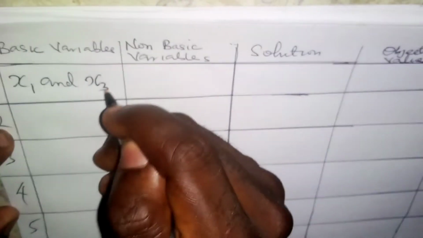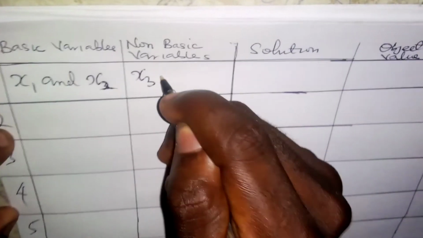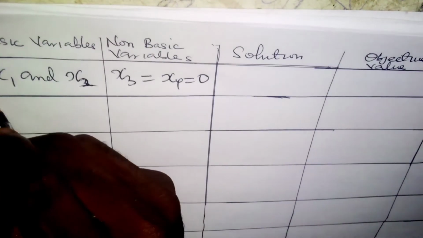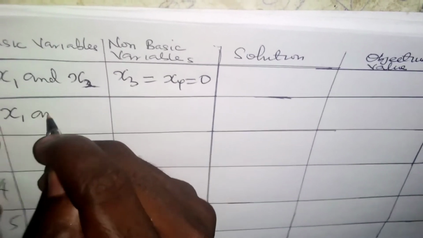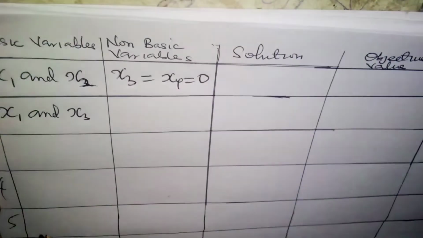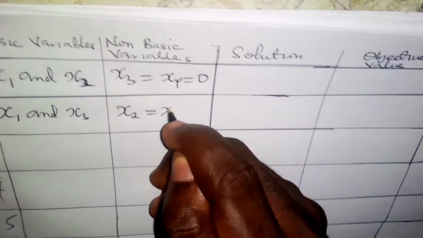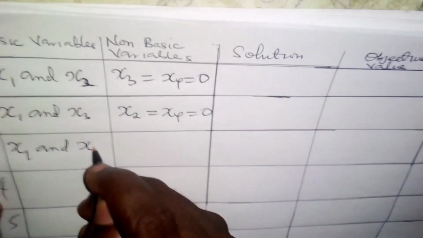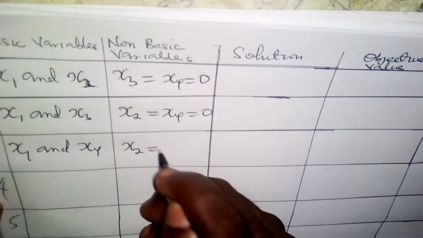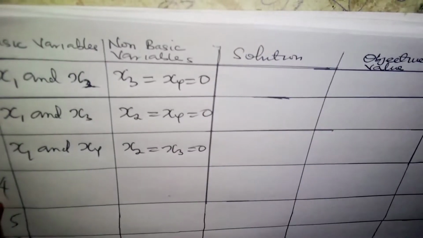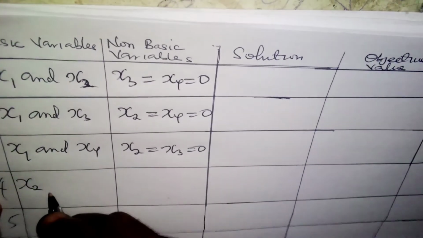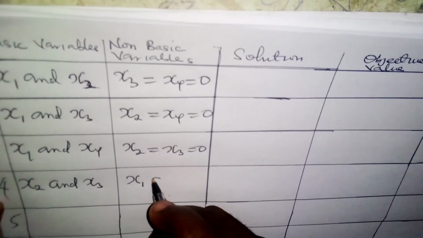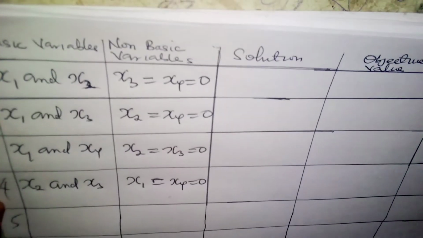Let's say we are solving for x1 and x2, then x3 equals x4 equals 0 is fixed. Then let's assume that x1 and x3 we want to solve for, then x2 and x4 are fixed to be equal to 0. Then x1 and x4, then x2 equals x3, both equal to 0. Then we also consider x2 and x3, then x1 is equal to x4, both equal to 0.